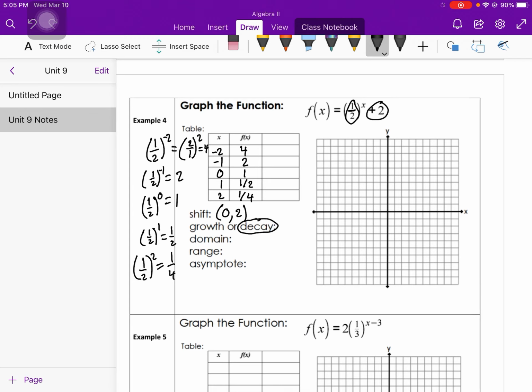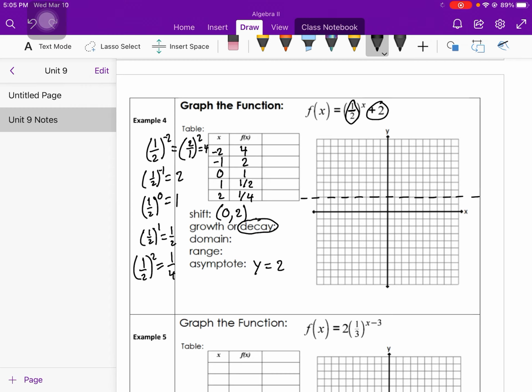And our A value is just 1, so we're not going to have that third column to worry about. Now, the trick to this one, our shift is we are starting up 2. So thinking about the fact that we had to move up 2, that's going to move our asymptote to be right here. Because it shifted it up from y equals 0, and now it's going to be y equals 2. Brought the whole thing up.